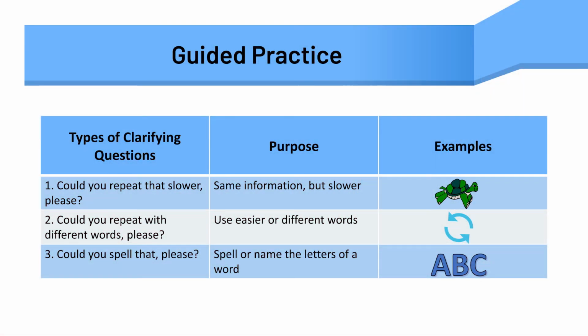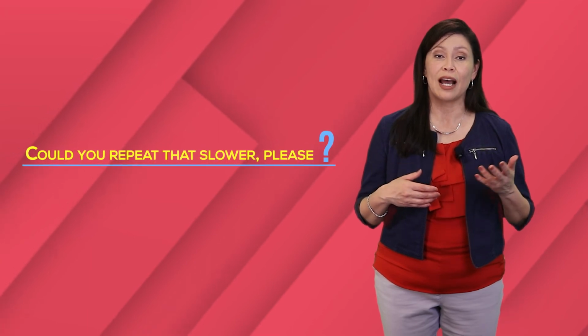Let's listen to Fumi's day again and see if we would be able to get all the information she needs. The inspections report are due next Tuesday. Need to hear it again? Which question would you use? Let's look at the chart. Would you ask to repeat slower, use different words, spell it, or a combination? Let's try asking to repeat. Could you repeat that slower, please? The inspection reports are due next Tuesday.